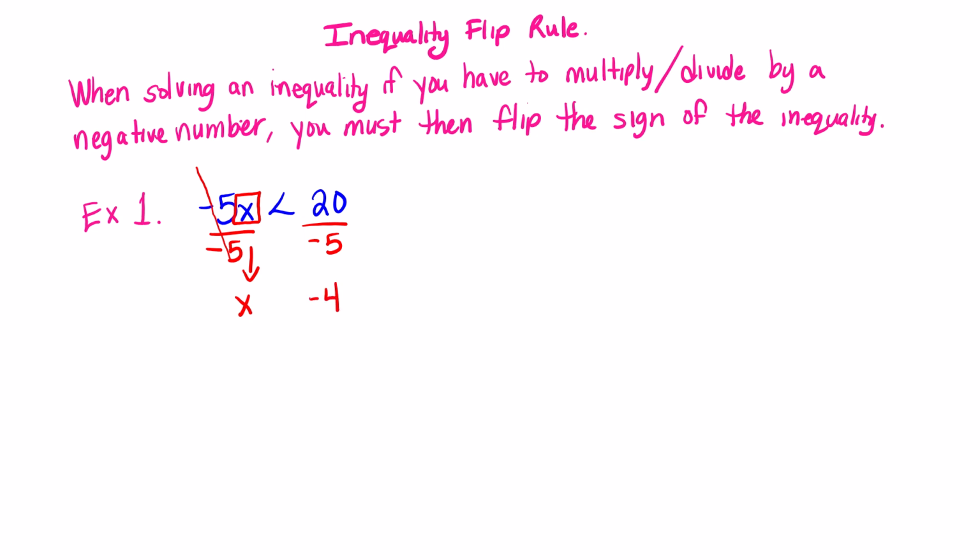But instead of bringing down the less than sign, what's actually going to happen is that less than sign is going to be flipped, and it's now going to be a greater than sign. So x is greater than negative 4. What caused me to flip the inequality sign is that I divided each side by negative 5. Me dividing by a negative number caused the sign to flip.